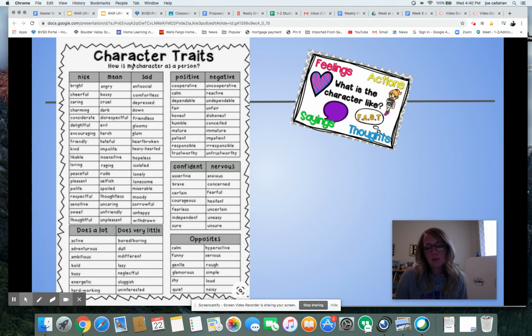And so we want to get past just funny, cute, nice, kind, sad, mad. This list is full of juicy character traits that you can use.